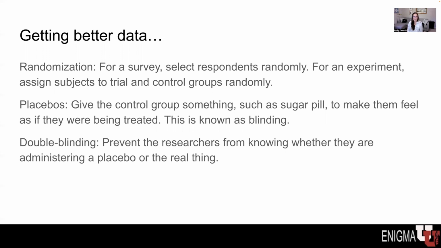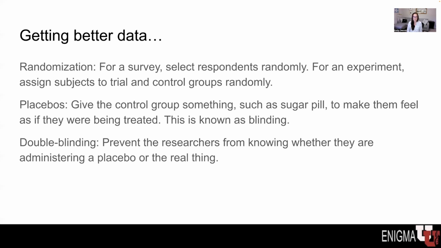The next way that we can get better data is placebos. This is generally part of a process called blinding. When we deal with placebos, we give the control group something such as a sugar pill to make them not know whether or not they've been treated. Again, what we talked about last time, that people's behavior and people's expectations can impact an outcome. So if we keep the intervention the same, if we give some people a sugar pill so that they don't know whether to expect that they've gotten the real drug or not, then we can be a bit more confident in our outcome.